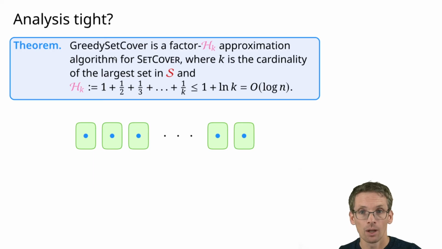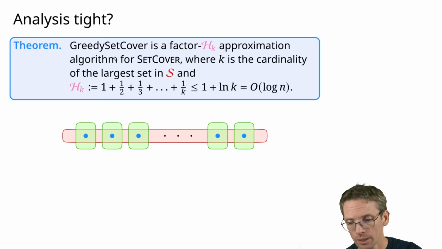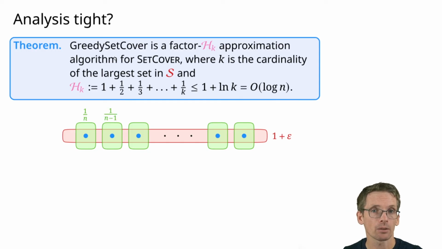So now we have lots of one-element sets and one set that contains all elements. Now let's assign suitable costs. For the large set, we have a cost of 1 plus epsilon. For the small sets, we have costs 1 divided by n, 1 divided by n minus 1, 1 divided by n minus 2, and so on.